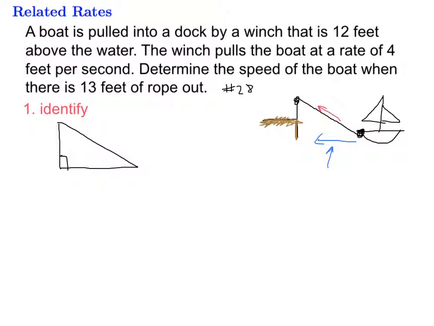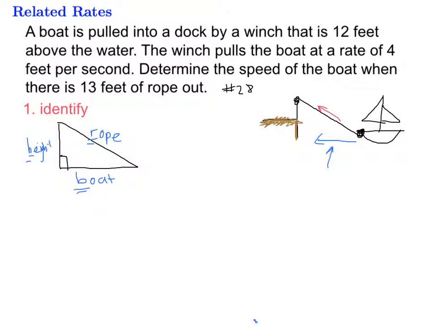Next I want to assign some variable names. I'm going to call the bottom one boat. That's the distance the boat is from the dock, and I'm going to call it B. Along the hypotenuse of the triangle, I'm going to call that rope, so I'm going to give it the letter R because that's the length of the rope. And last, I'm going to use the letter H to denote the height of the dock that we've been given.